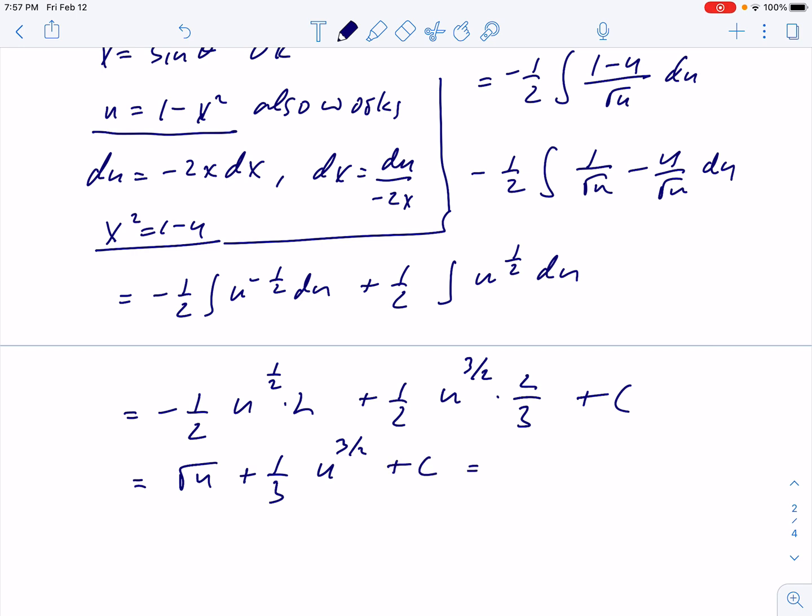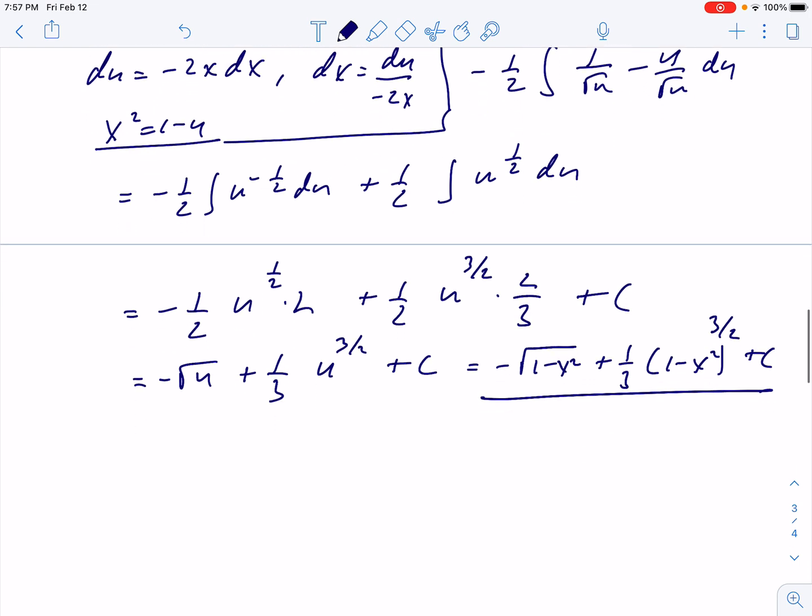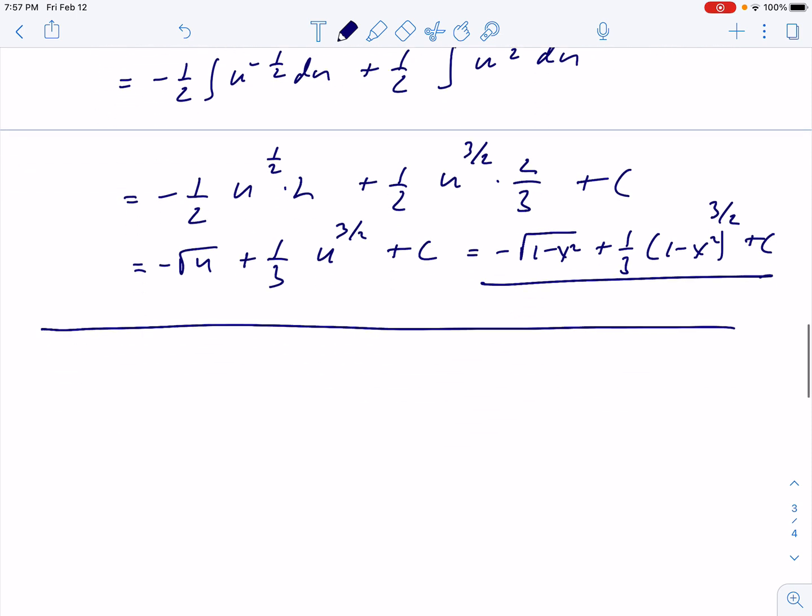Returning to the original variable, this is, I forgot the negative sign, sorry, negative root of 1 minus x squared plus 1/3, 1 minus x squared to the 3/2 plus c. Here, it's done. I hope that this example and the previous will teach you the difference between trigonometric substitution and regular u substitution, and when to take the other one. U substitution is simpler, but it doesn't always work.